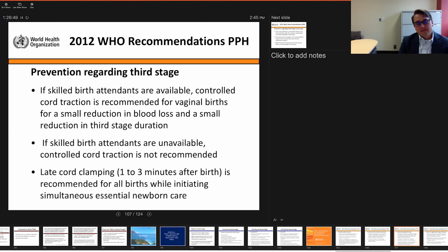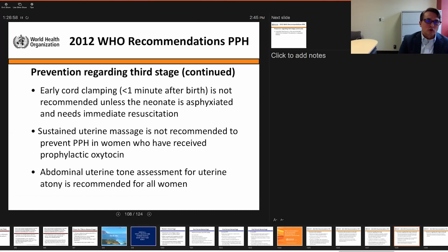Late cord clamping, defined as anything after 1 minute, is recommended for all births to improve the status of the newborn. Early cord clamping, consequently less than 1 minute, is not recommended unless there's an issue with the neonate and they need immediate resuscitation so that they can be handed off to appropriate care providers. Sustained uterine massage is not recommended. Less, 15 to 30 seconds is all that's really needed to help reduce postpartum hemorrhage in most women.